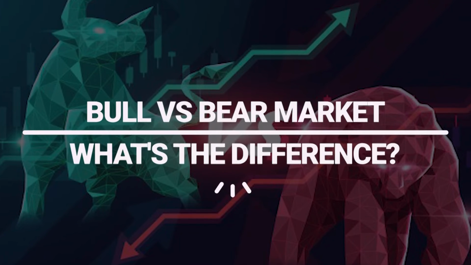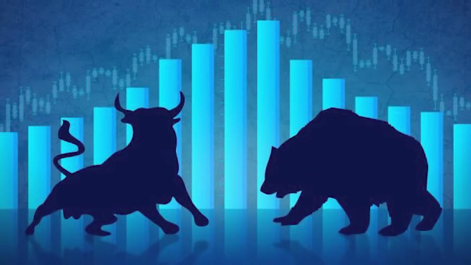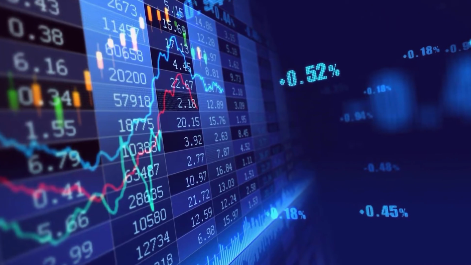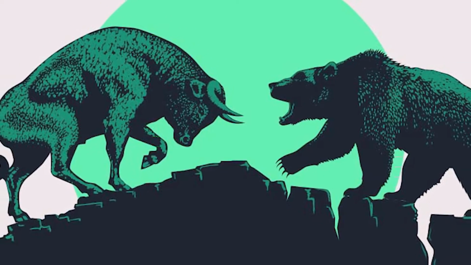Bull versus bear market. What's the difference? You have probably become familiar with the terms bear market and bull market in the context of discussions regarding the current state of the stock market. What exactly differentiates the two of them from one another?